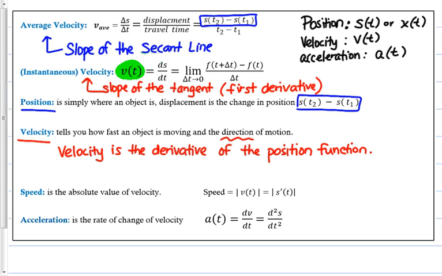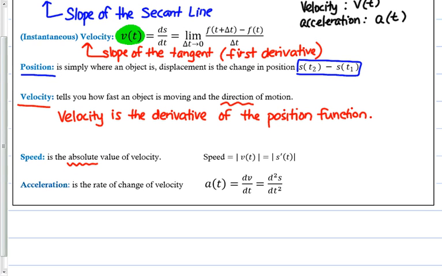Okay, speed. Speed is the same as velocity, only that it's the absolute value. So speed will never be negative. Velocity can be negative. The negative tells you the direction that the velocity is going, like usually falling. Speed, however, will always be positive, and that's why it's the absolute value.